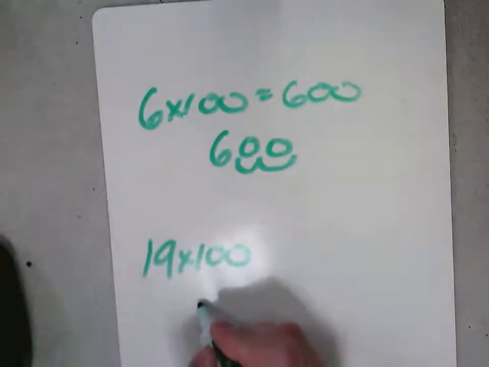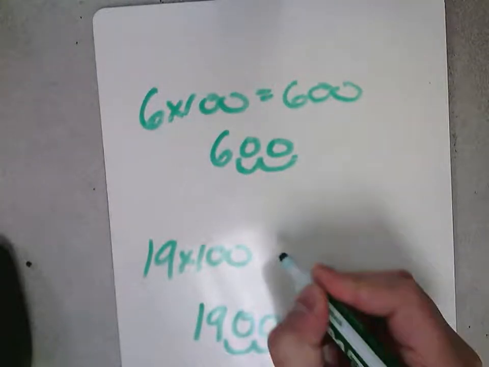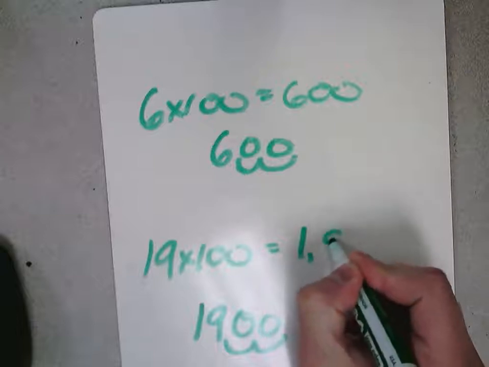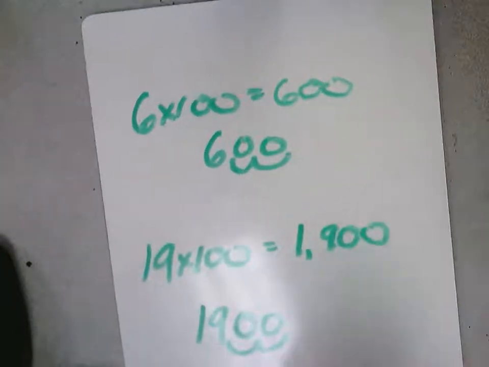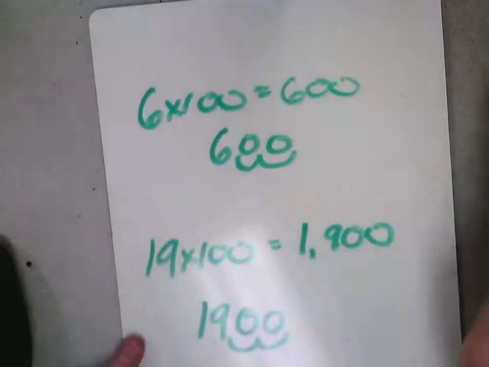And with 19, move that over. You have 1,900. So far, pretty easy, pretty simple, okay? But let's get into a little bit more of the in-depth. Let's start talking about when we're multiplying by not just 10, but say 30 or 50 or something like that.